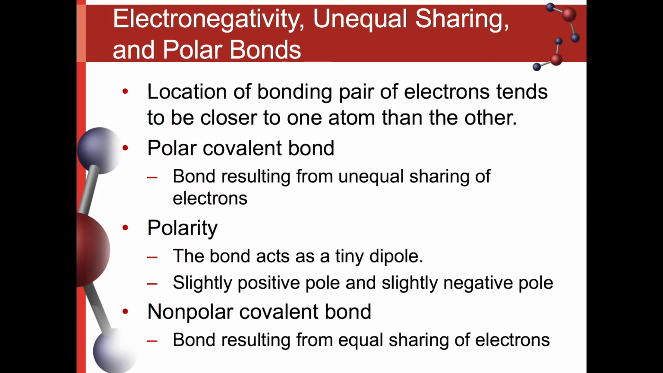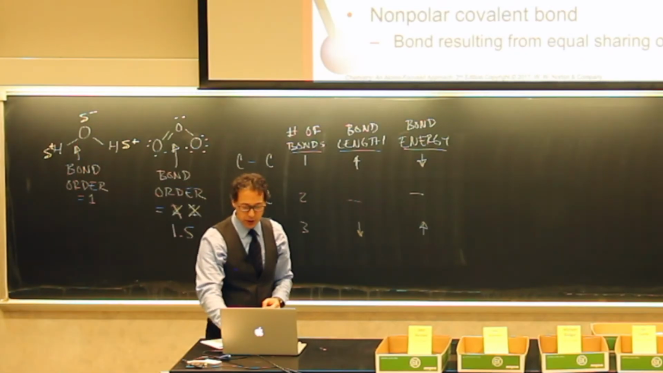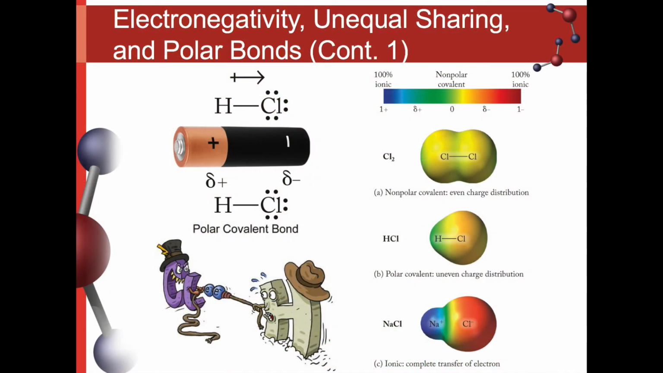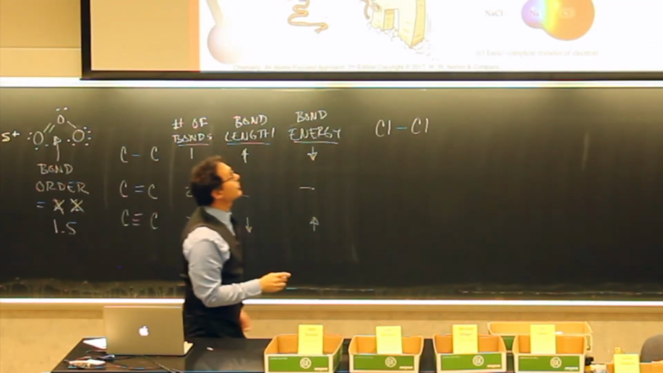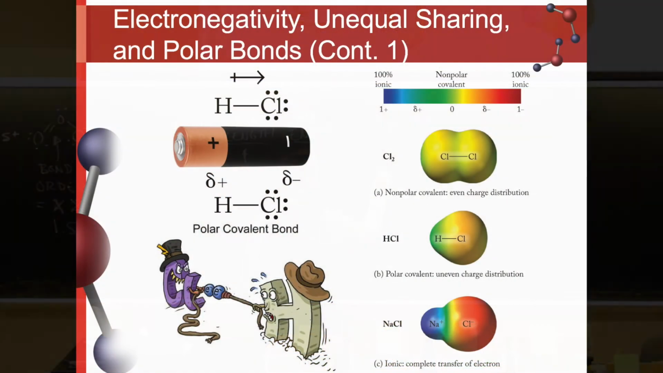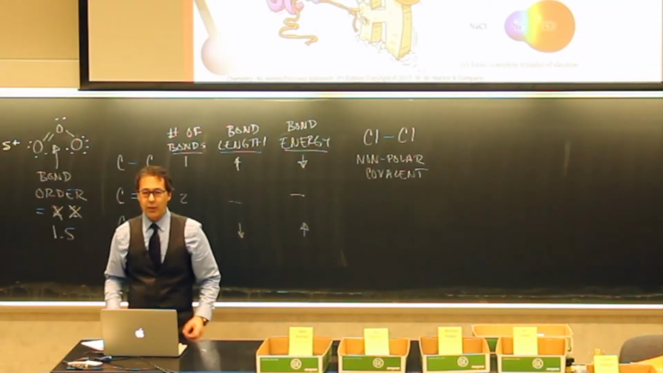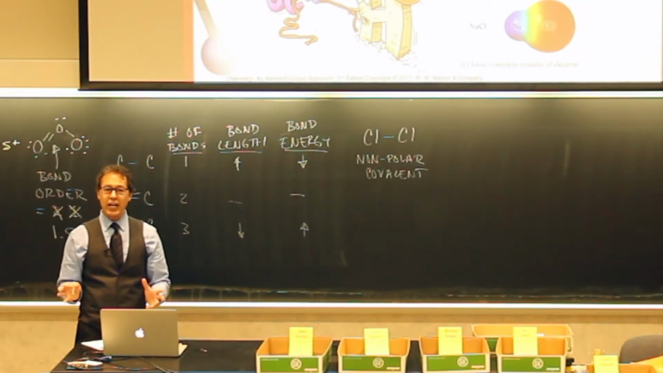Now I'm going to show you a graph here. This is also from our table from your textbook. All right, so here we have three different molecules on the right-hand side. The top one is chlorine. And chlorine, we have Cl and Cl. And it tells us there that this is nonpolar covalent. So that means equal sharing of electrons.